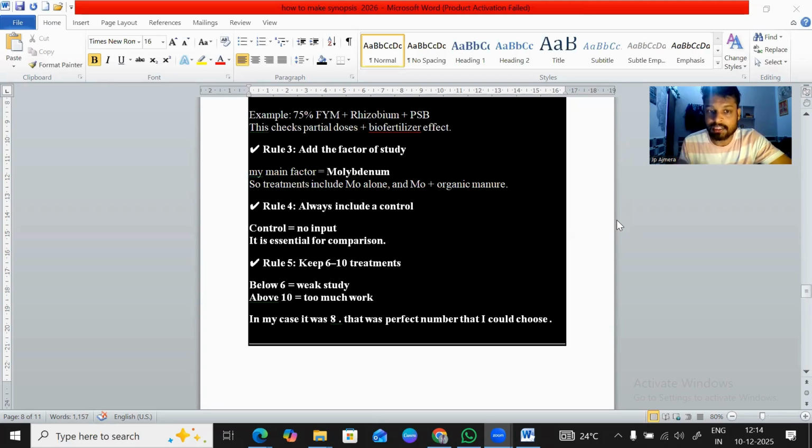Rule number five, keep your treatments between 6 to 10. Below 6, it would not feel like a big study. Above 10, it would be too much work for you. So in my case, it was 8. That was the perfect number that I could choose.